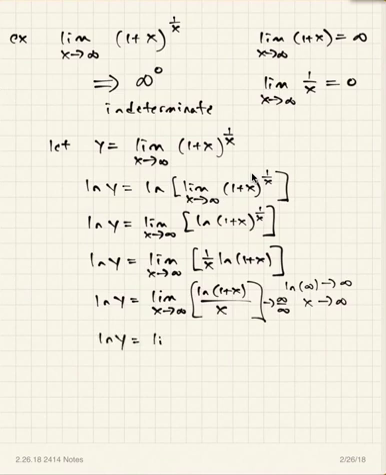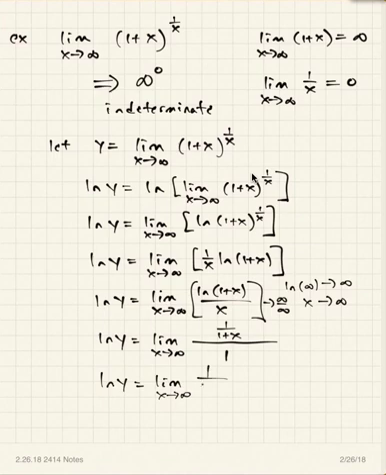And so you get the limit as x goes to infinity. In the denominator, that's nice, that's just 1. In the numerator, the derivative of the natural log of 1 plus x is 1 over 1 plus x. So you have the natural log of y is equal to the limit as x goes to infinity of 1 over 1 plus x. And that just goes to 1 over infinity. That's 0 right there. Now you've got to be careful here.